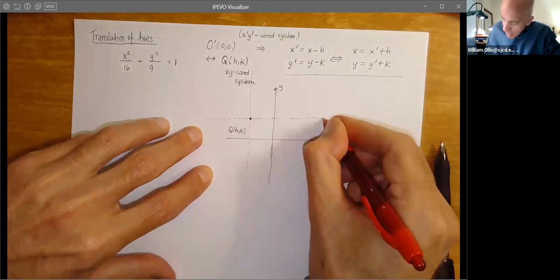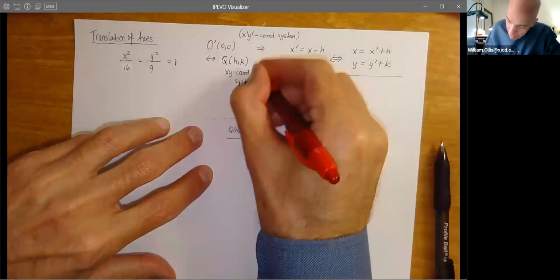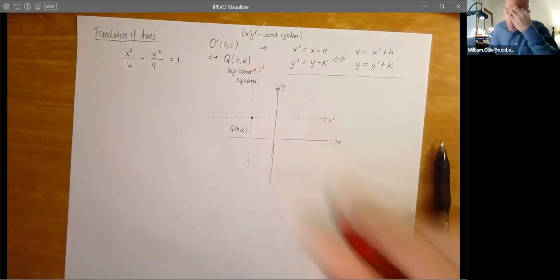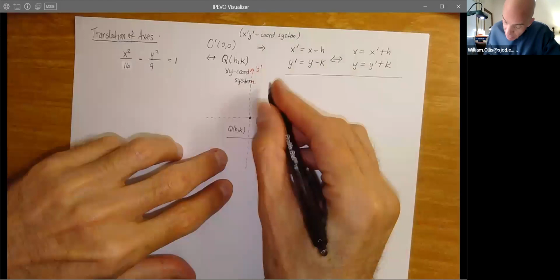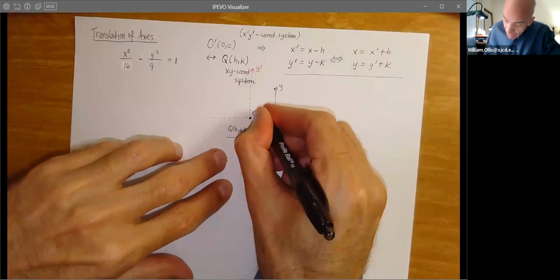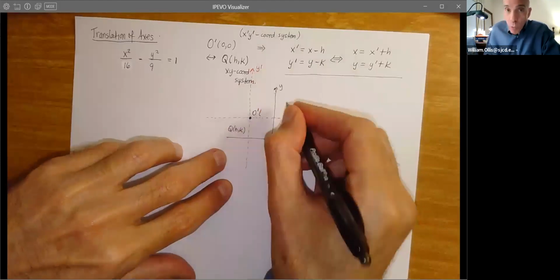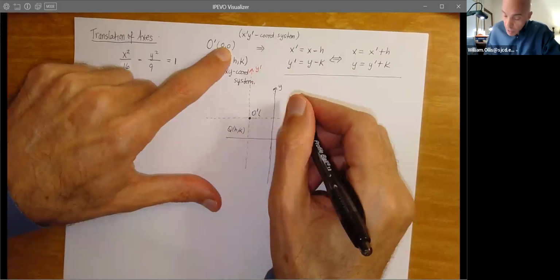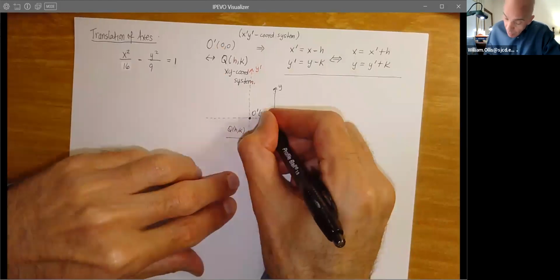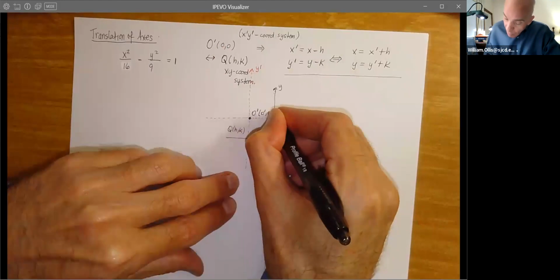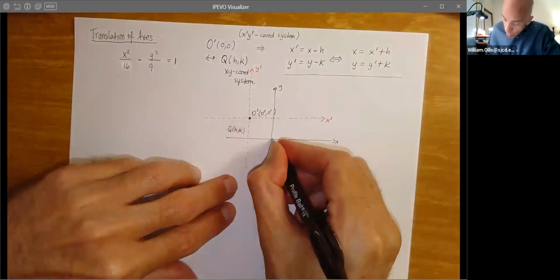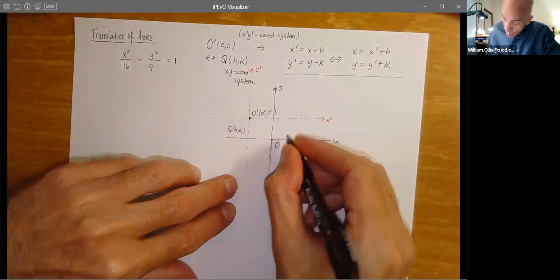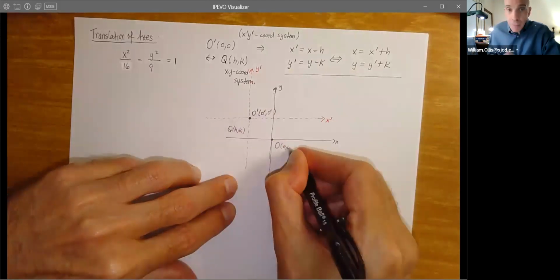So this will be the X prime, Y prime coordinate system. And that's what we call 0 prime. In this case, these would be coordinates in the new system, so the 0 prime and the 0 prime as a number. And then down here, we get 0 for the origin, just the regular 0, 0.